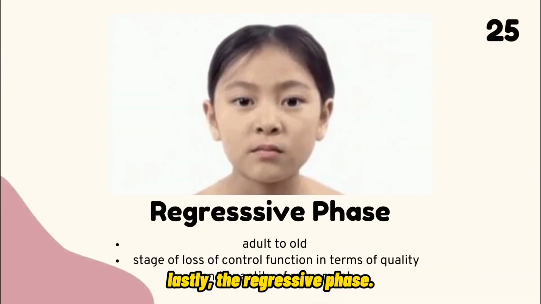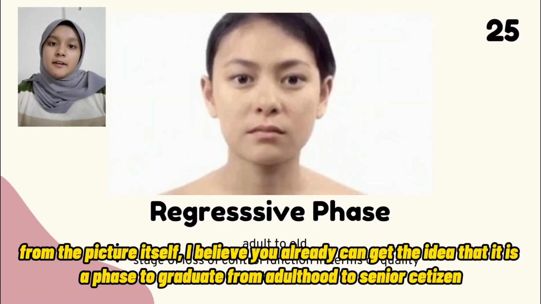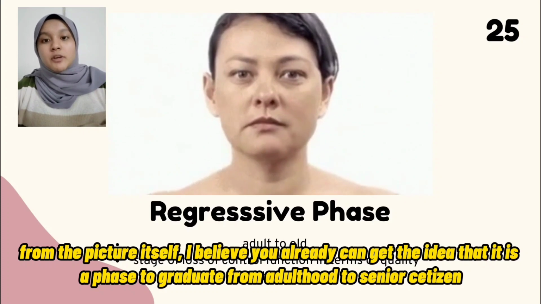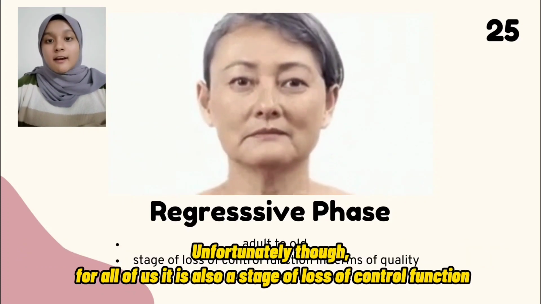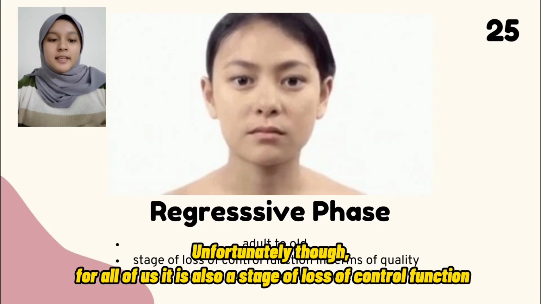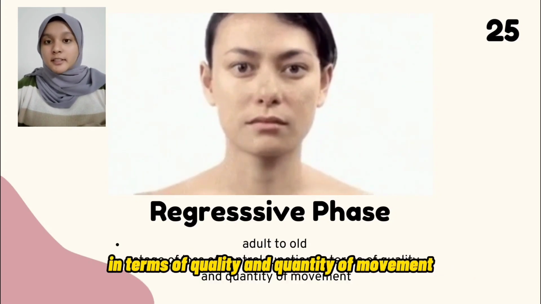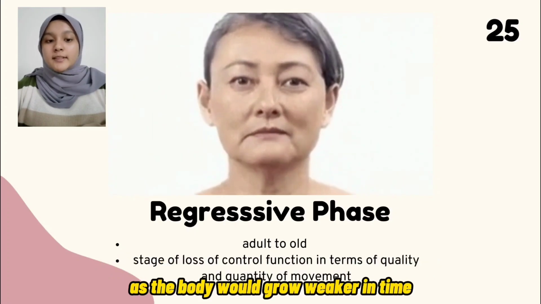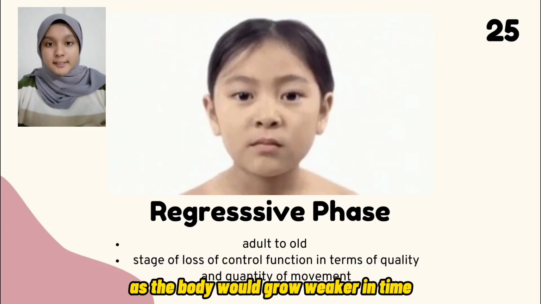Lastly, the regressive phase. From the picture itself, I believe you can already get the idea that it is a phase to graduate from adulthood to senior citizen. Unfortunately, though, for all of us, it is also a stage of loss of control function in terms of quality and quantity of movement as the body will grow weaker in time.